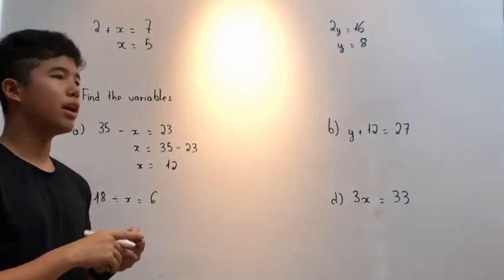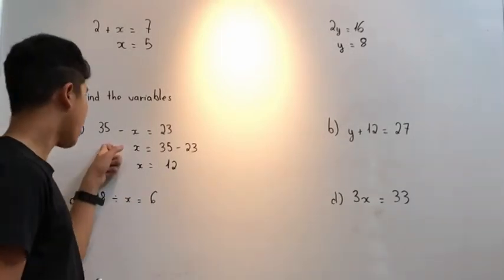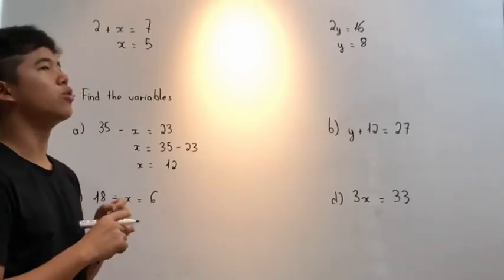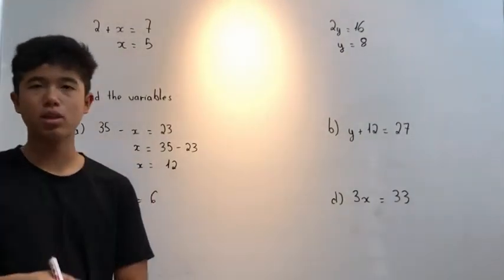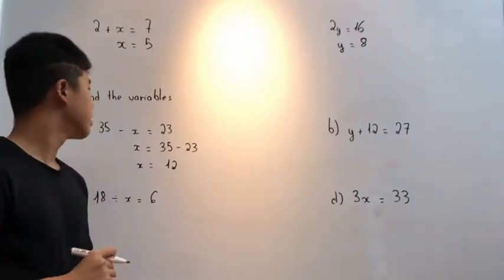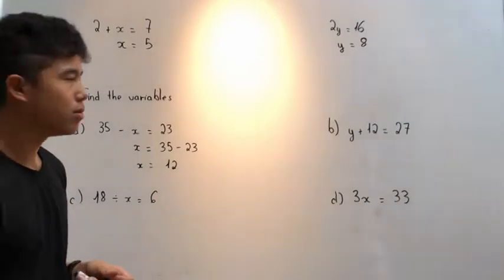So 35 minus 12 will be 23. Let's check it. 35 minus 12: 5 minus 2 is 3, and then 3 minus 1 is 2. So the answer is 23. So this one we are correct. Move on to letter B.